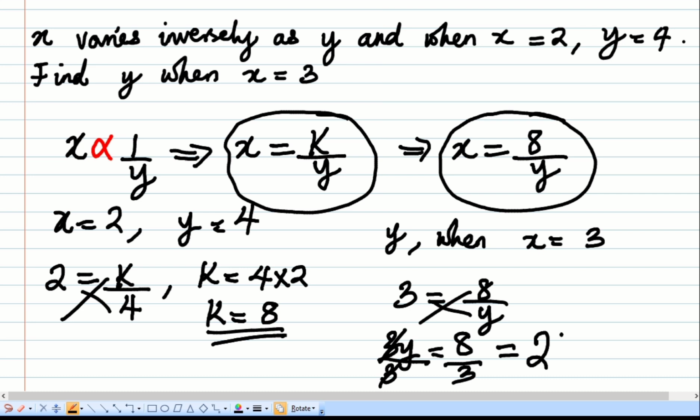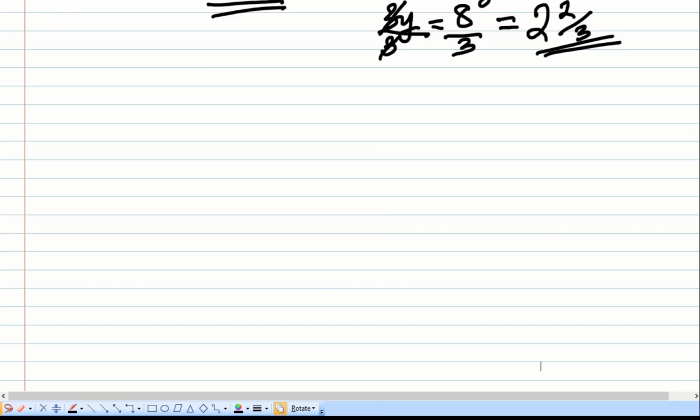So 2 remainder 2 all over 3. So when x is 3, y is going to be 2 whole number 2 over 3. Again, I want to leave you with a secret. So the secret is by understanding what variation is. So let's solve this question in another way.